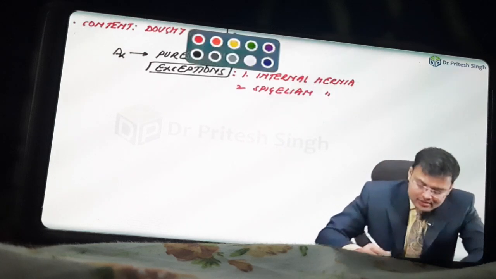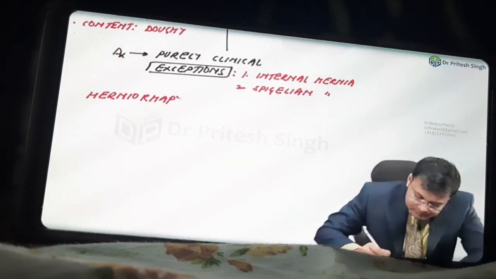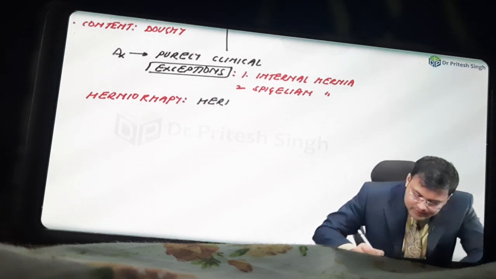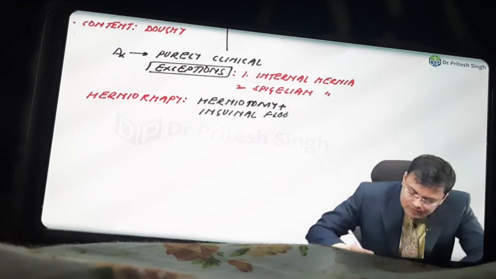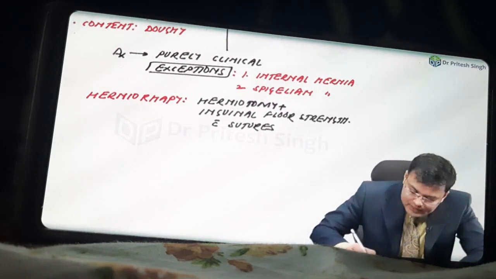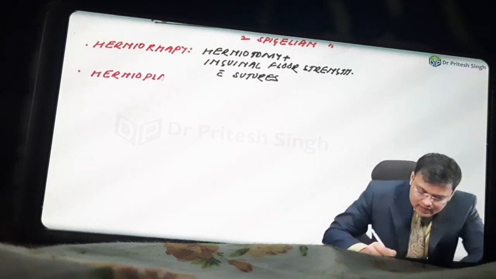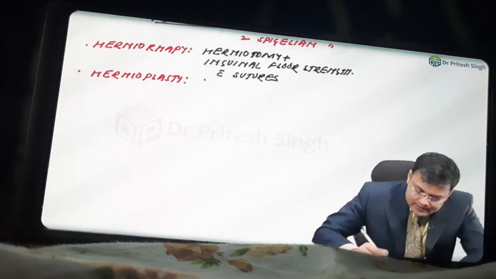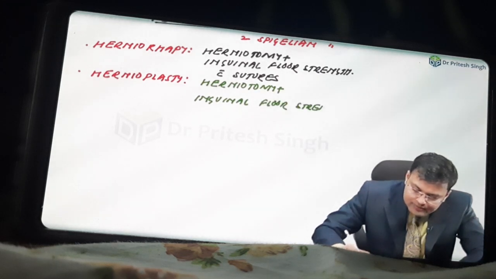This is herniotomy. What is herniorrhaphy? In herniorrhaphy, we perform herniotomy plus inguinal floor strengthening with sutures. And what is hernioplasty? In hernioplasty, we perform herniotomy plus inguinal floor strengthening with mesh.